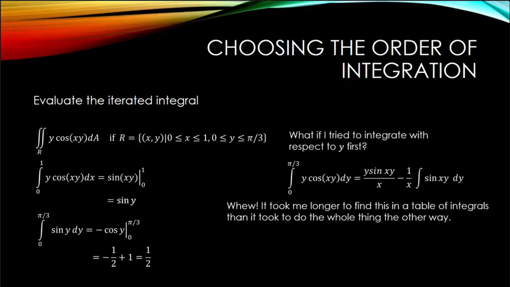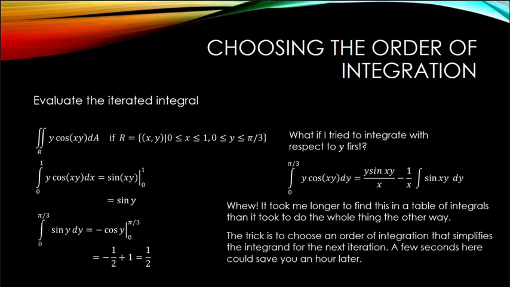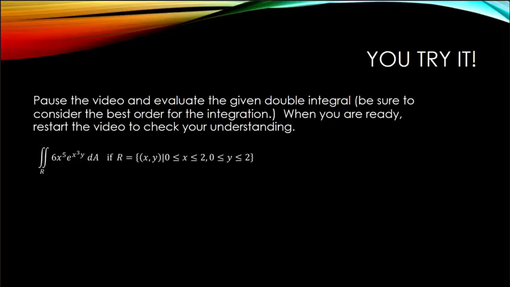It took me longer to find this integral in a table of integrals than it took me to do the whole thing with the other order of integration. I'm not going to finish this right now, but I did it to illustrate that the trick is to be clever about choosing an order of integration that's going to simplify the integrand for the next iteration. Spending a few seconds here to see what you can do to make things simpler could save you an hour or more later on. So you get to try it.